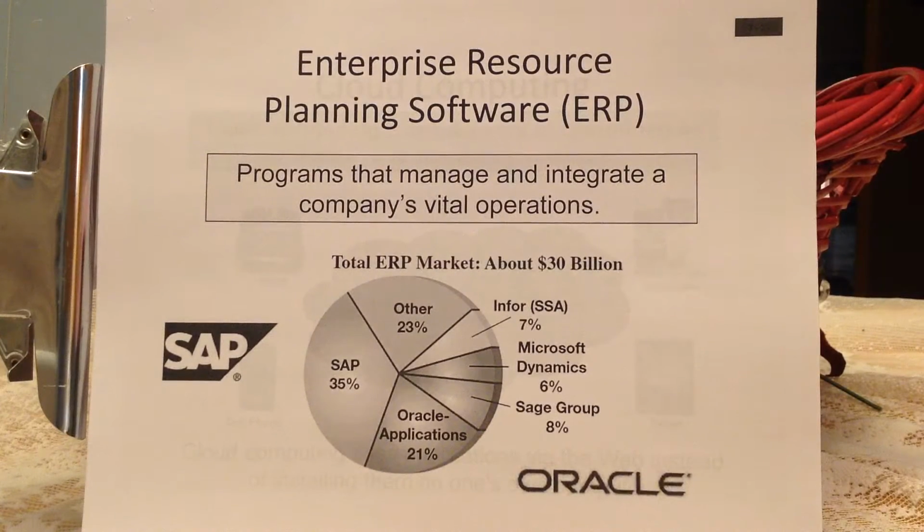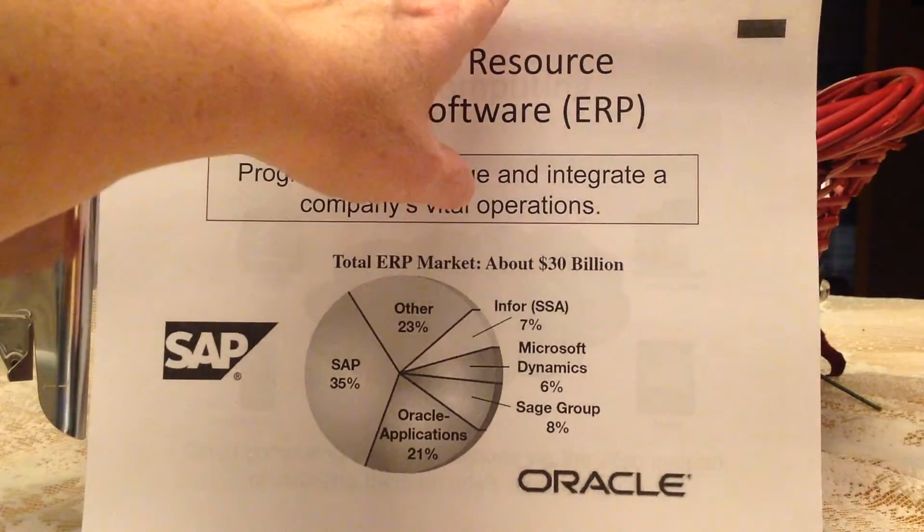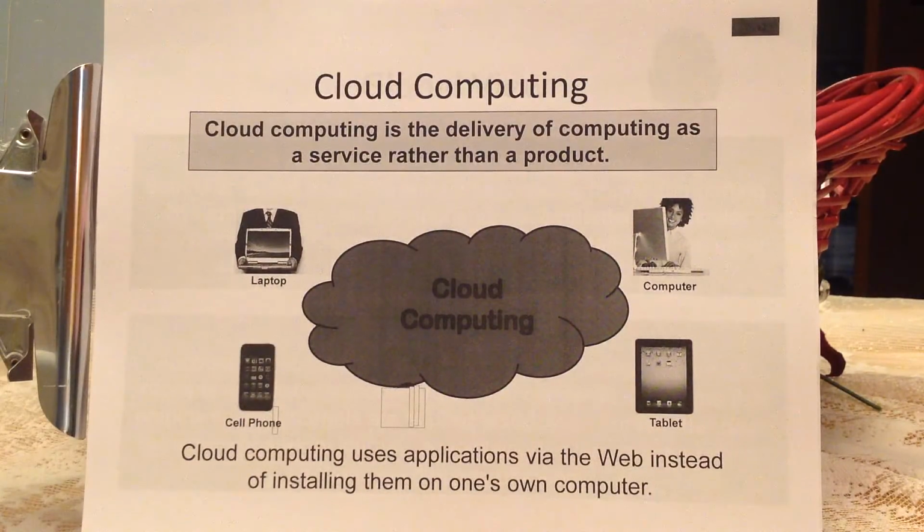Enterprise Resource Planning Software, which is ERP, is programs that manage and integrate a company's vital operations. Total ERP market, about $30 billion. So you have Infor at 7%, Microsoft Dynamics at 6%, Sage Group, which is also Peachtree, Oracle Applications, SAP, and others. Those are for the bigger types of systems that are out there, not the little ones. QuickBooks and Peachtree are the smaller ones.